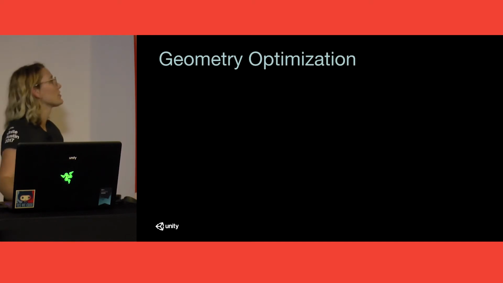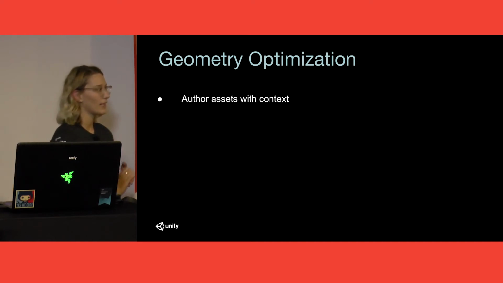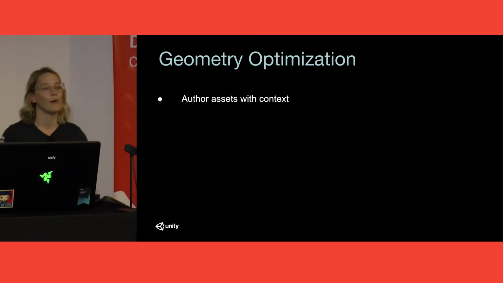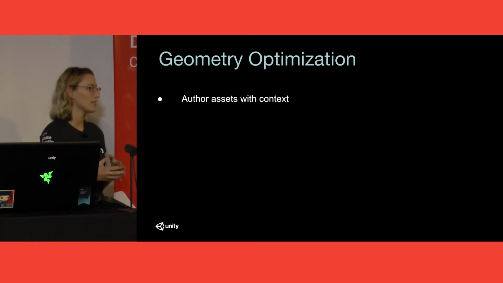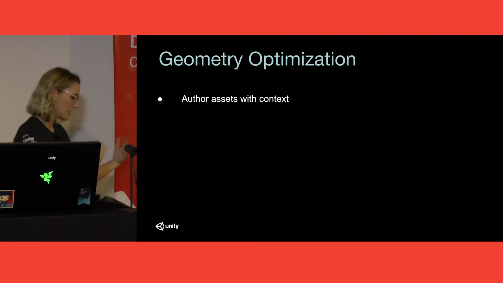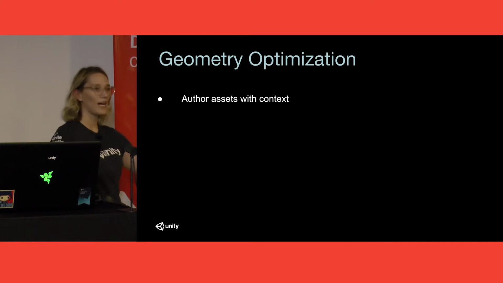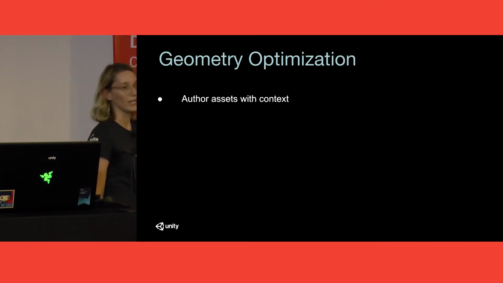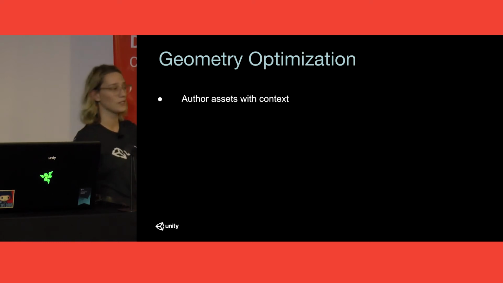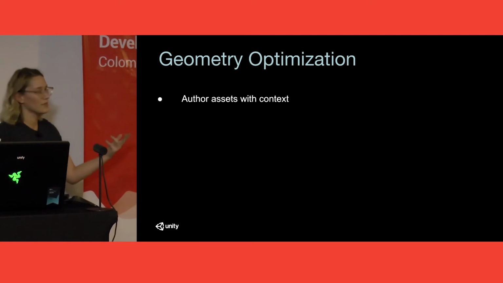All right, now geometry. This is also very important to VR. One thing that I think is really important is authoring your assets with context. When you're creating your assets and your models, as you're creating them, you really need to think about the environment. How far away is your user going to be from this? Does it matter if it's super high quality? If you don't need a really high quality model with tons of geometry, then don't use it. That's just a waste of your performance.